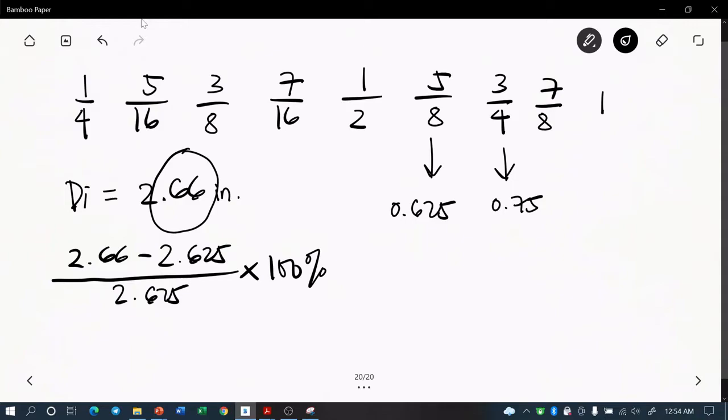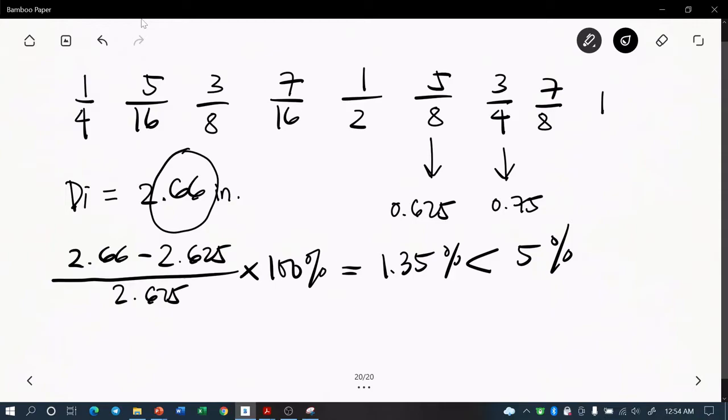So if you're going to compute this, kindly verify this is 1.35%. So 2.66 is 1.35% closer to this standard size than it is to 2.75. So the set criteria in practice is if the percent difference of the computed value and the standard size is lower than 5%, we're going to use that closer standard size.